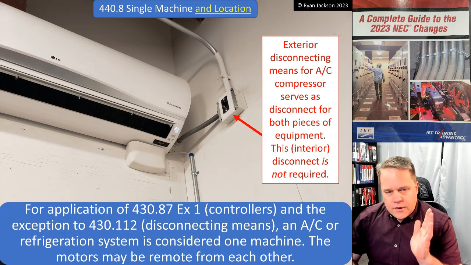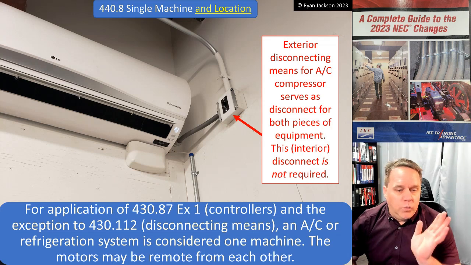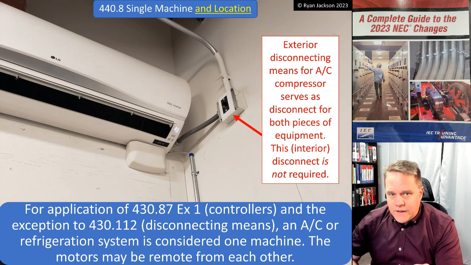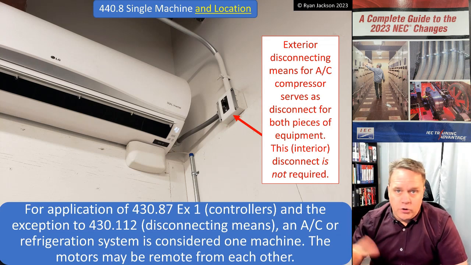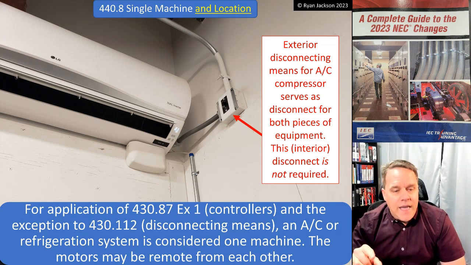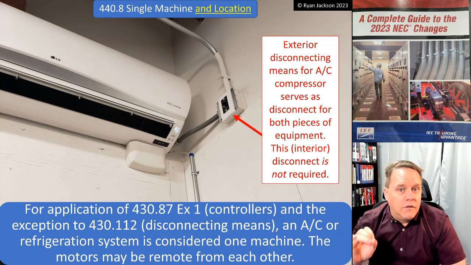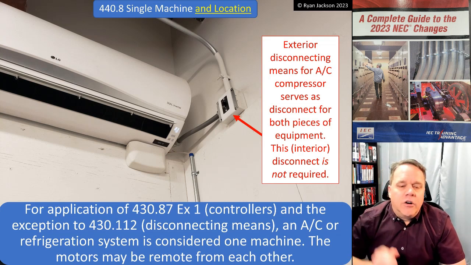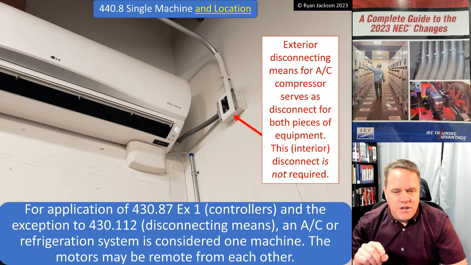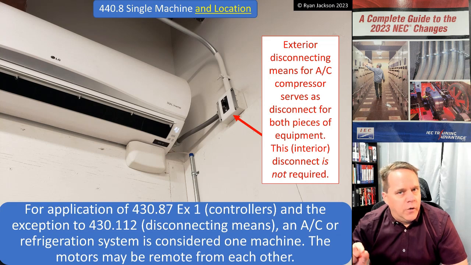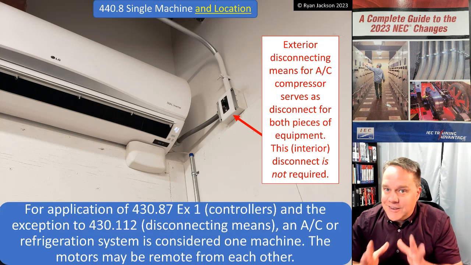So going back to the text, for the application of 430.87, which talks about the motor controller, that's how you turn the motor on and off and up and down, right? The motor controller, not the disconnect, but the controller. And for the application of 430.112's exception, an air conditioner or refrigeration system is considered one machine, and the motors can be remote from each other. Okay, so here's where this can get tricky.